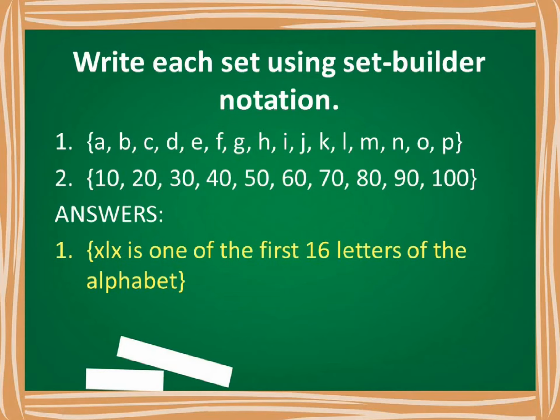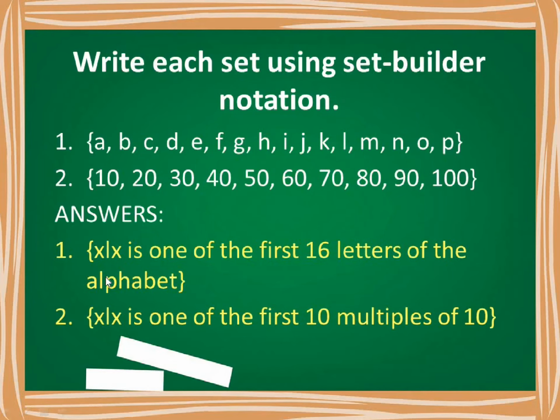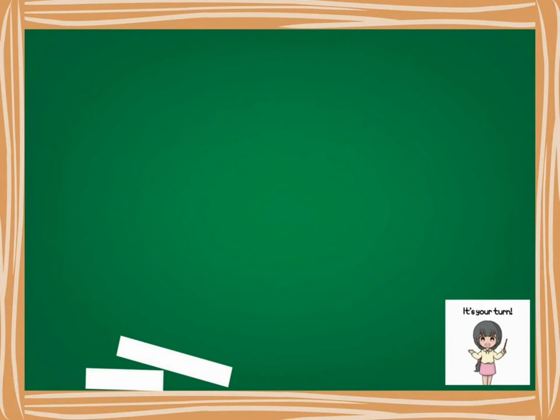For number 2, if we observe, these are multiples of 10. Therefore, for number 2, it is a set of X such that X is one of the first 10 multiples of 10. Tama po ba? Okay, tama. It's your turn.